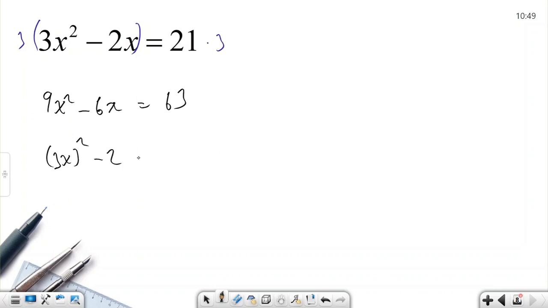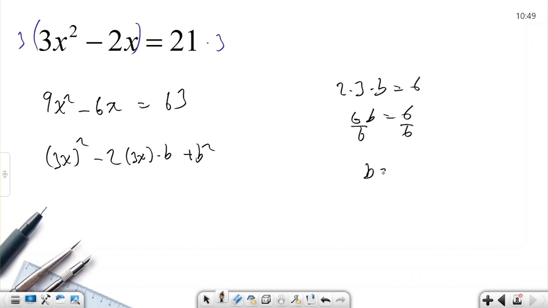Now we can make it (3x) squared, minus 2 times 3x multiplied by b, plus b squared, so I need b. 2 times 3 times b equals 6, so 6b equals 6, divide by 6, b equals 1. What is b squared? 1 squared equals 1. So what is missing on the right hand side here? I need plus 1. In that equation, I need plus 1 on both sides.